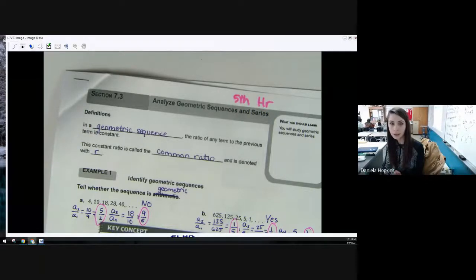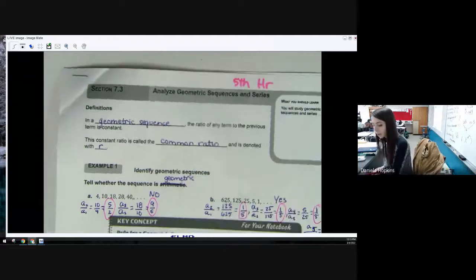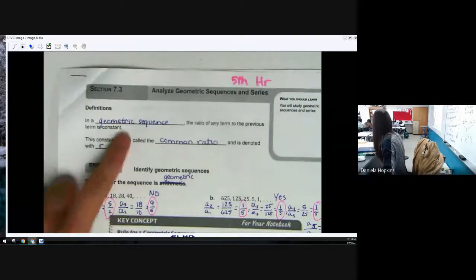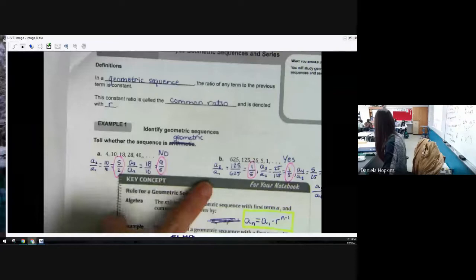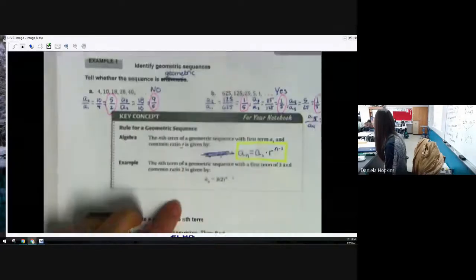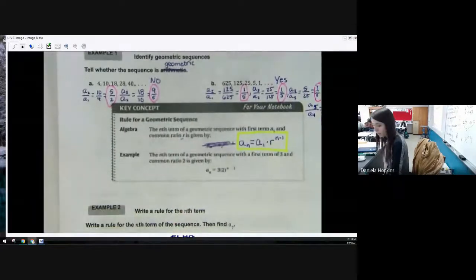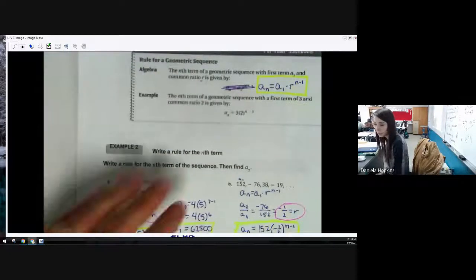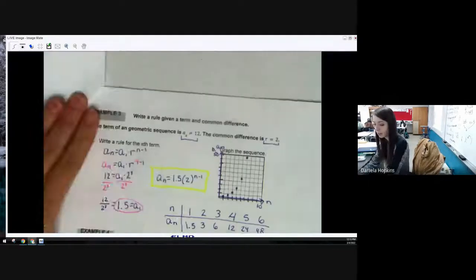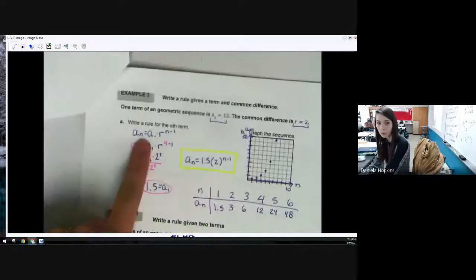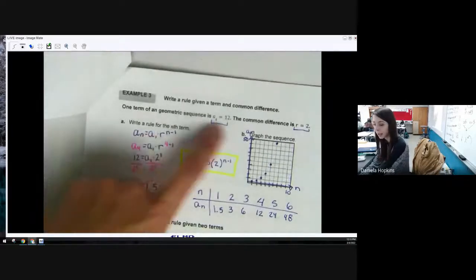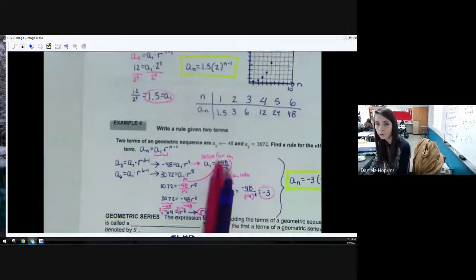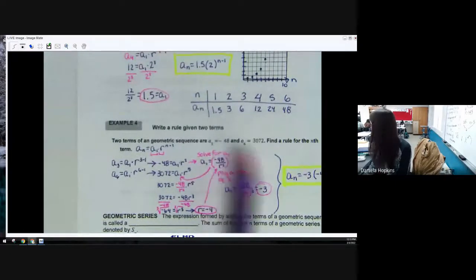All right. Yesterday, we talked about geometric sequences. We verified if something was a geometric sequence. We found the formula, or we looked at the formula for finding the rule if you're given the sequence. We graphed, and we found the sequence given a single term and our common ratio. And then we found the formula for the sequence where you're given two random terms.